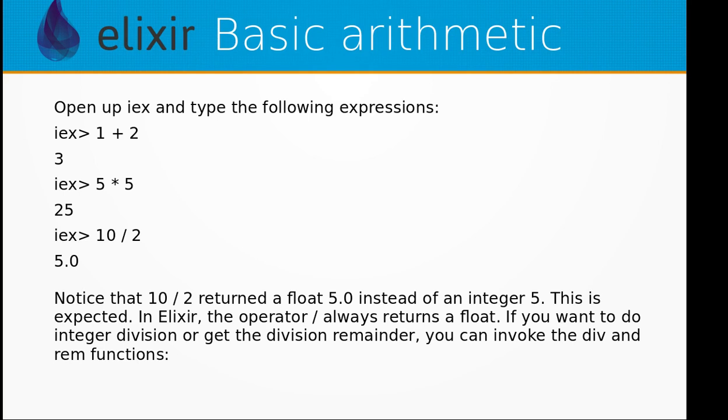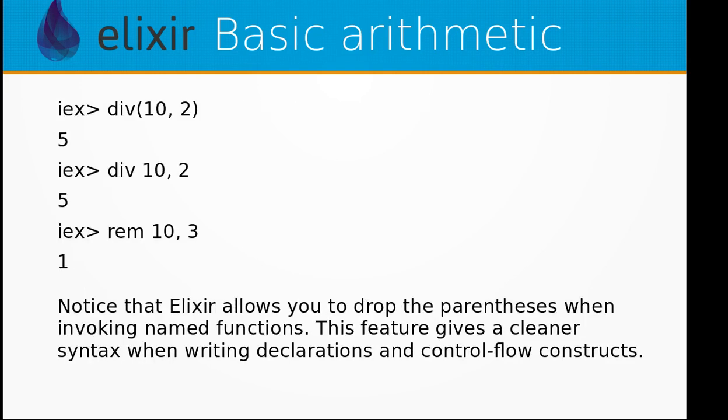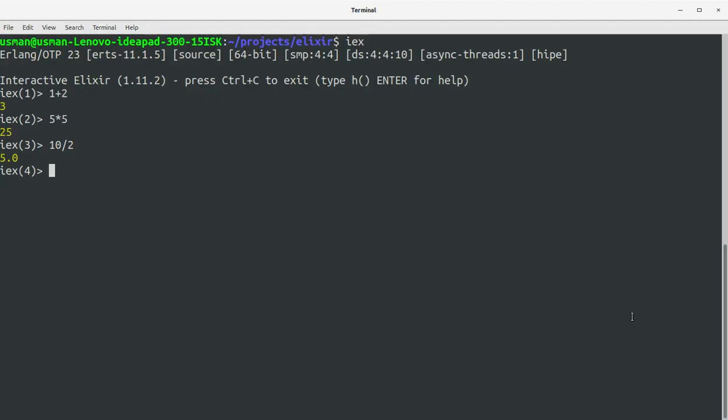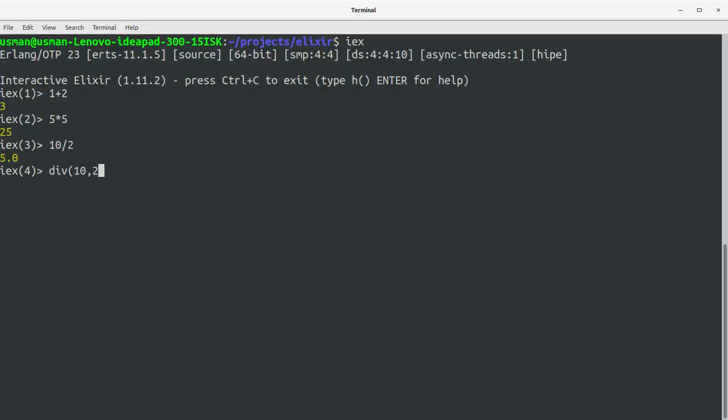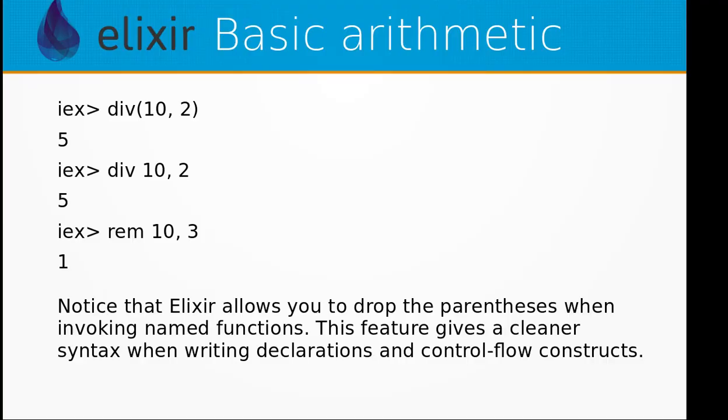Notice that 10 divided by 2 returned a float 5.0 instead of an integer 5. This is expected. In Elixir, the / operator always returns a float. If you want to do integer division or get the division remainder, you can invoke the div and rem functions. So here we go. If we want an integer result, we can use the div function, that is the division function, and it returns 5 instead of 5.0.